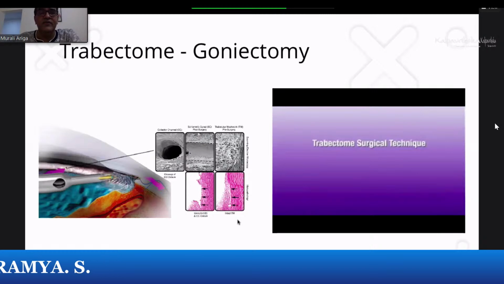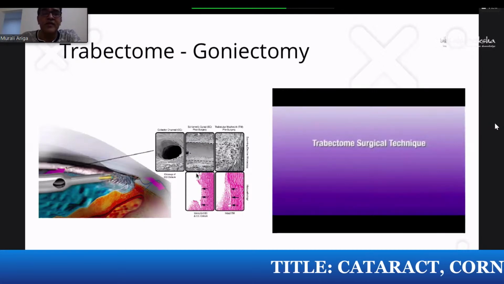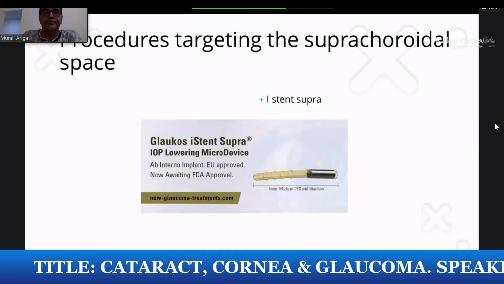The other device is somewhat similar to what I showed you. It's mechanized and probably works somewhat like how we use a vitrectomy. This is the Trabectome, and this is called goniectomy. You can see the pictures before and after the removal of tissue with the Trabectome.